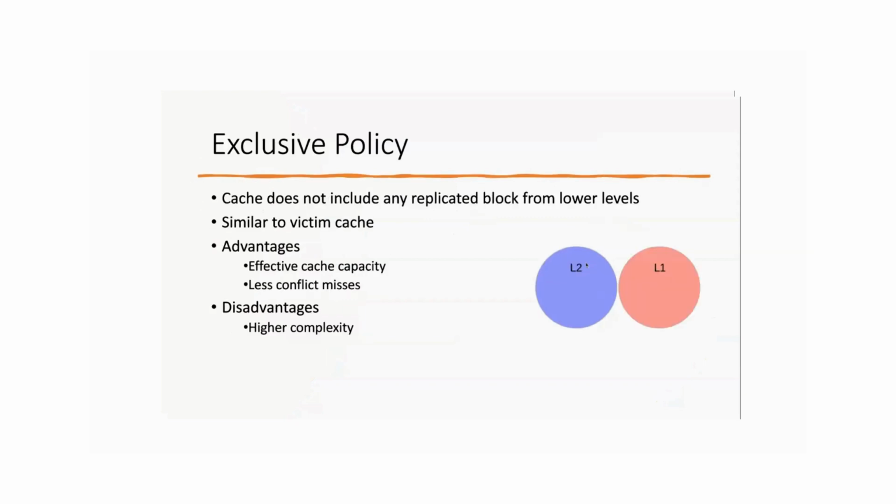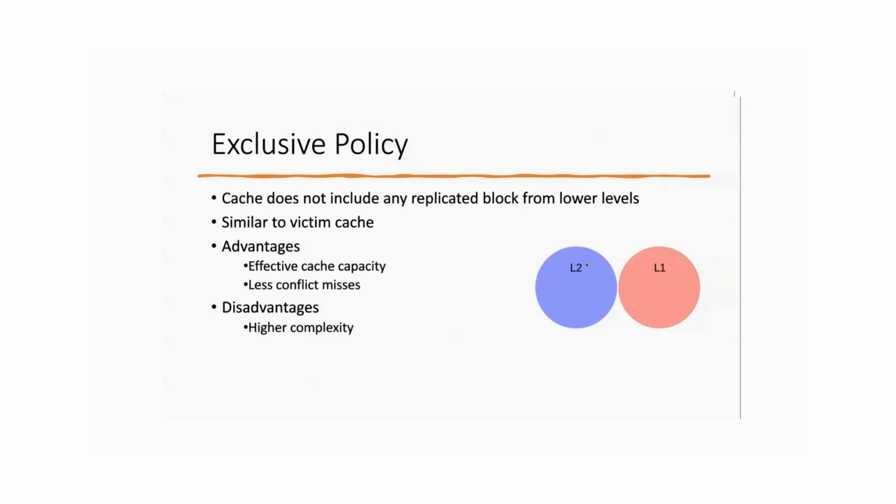Now the exclusive policy. An exclusive cache does not include any replicated block from lower levels. This policy increases the total amount of data blocks that can fit in the whole cache hierarchy. This is similar to a victim cache. In a three-level cache hierarchy, the LLC would be the victim cache of the two-level cache. These caches contain the evicted blocks from the lower levels, aiming to reduce conflict misses. The main benefits of this policy are higher effective space, as it avoids block duplication in different levels, and also fewer conflict misses. One of the drawbacks is that implementation is a bit more complex than the other policies.